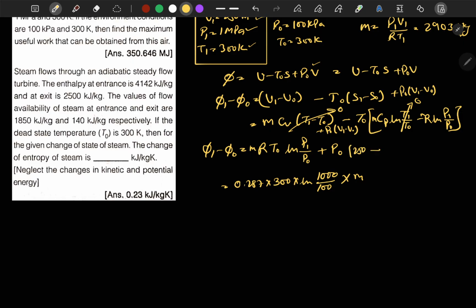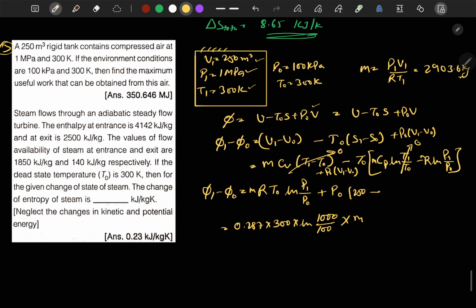For V node we can again use the ideal gas equation. So we can calculate V node by m R T node by P node. We know all the values. We know the value of m, we have already calculated it. So let me mention values here. P node is given as 100 into 250 minus m R T node. Mass is 2903.6 into R value 0.287 into T node value 300, divided by P node, which is given as 100.